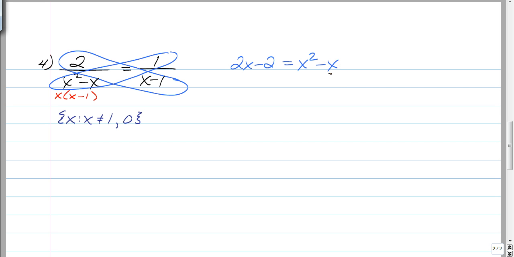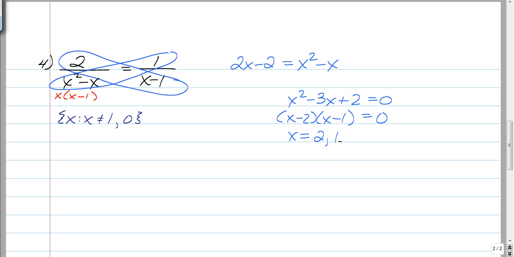You can see what you need to do from here. Get everything over to the x squared side. So we have x squared minus 3x plus 2, so we can set that equal to 0. We're going to factor here. We're going to have an x minus 2 and an x minus 1. So we get x is equal to 2 and 1.